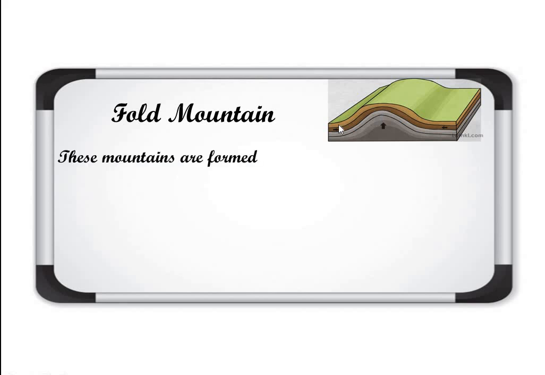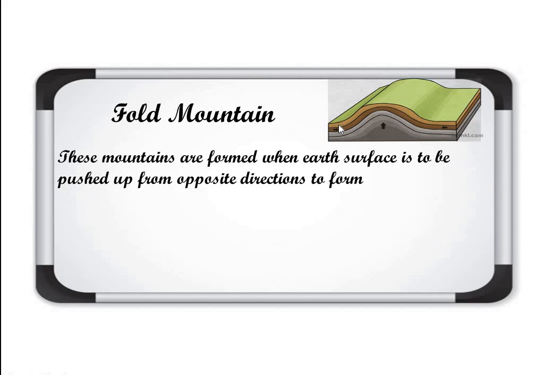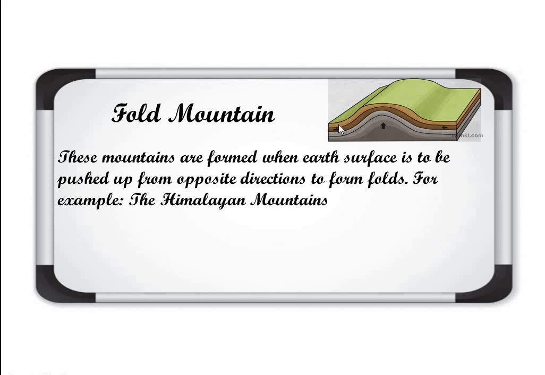These mountains are formed when Earth's surface is pushed up from opposite directions to form folds. For example, the Himalayan mountains. This is one example. Along with it, you can take the Alps and Andes mountains. These are the examples of new fold mountains. In comparison to that, some of the fold mountains like the Aravalli, Ural and Appalachian mountains are also fold mountains, but they are old fold mountains.